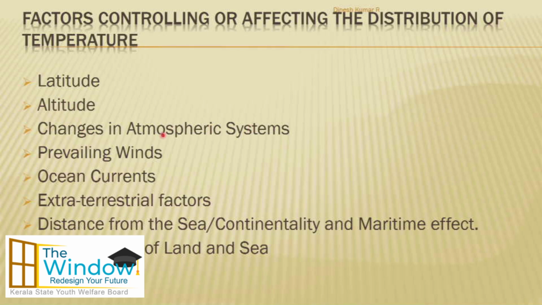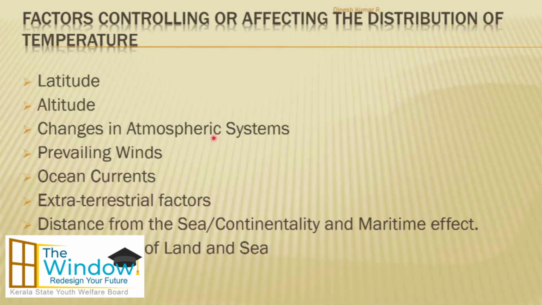Changes in the atmospheric system. What does that mean? Changes in the atmospheric system means how much water vapor do you have in the atmosphere? How much dust particles do you have in the atmosphere? How much cloud formation do you have in the atmosphere? All these things can also decide the temperature of an area. So thus they can also decide the seasons of an area.